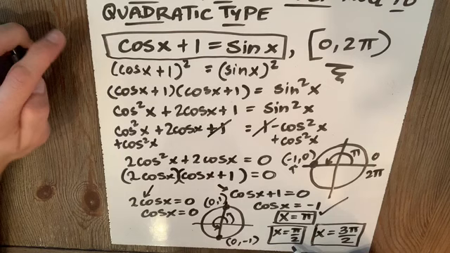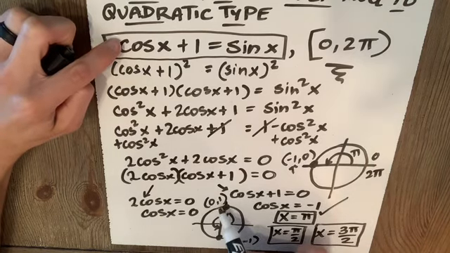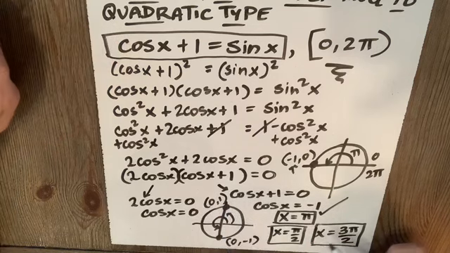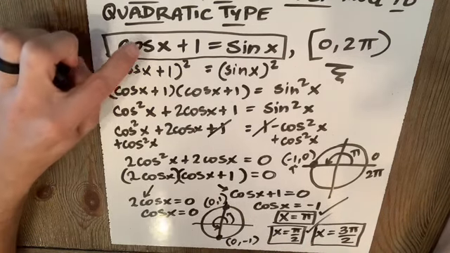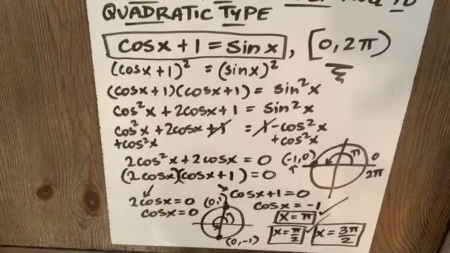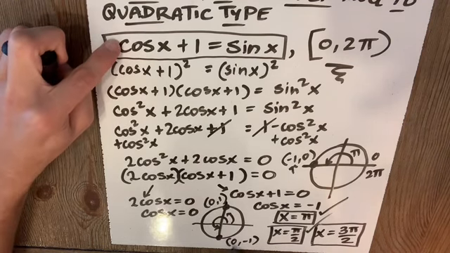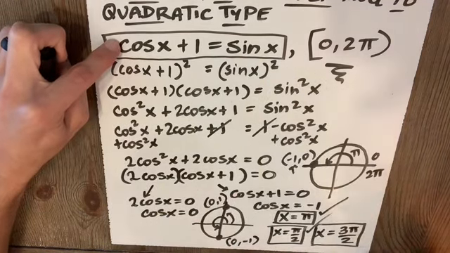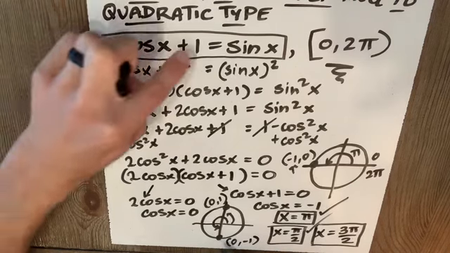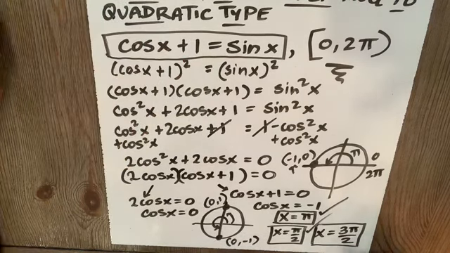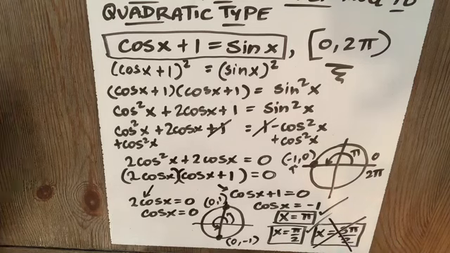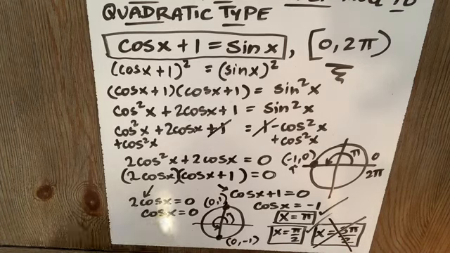How about pi over 2? Cosine pi over 2, we know that's 0, plus 1 equals sine of pi over 2, which is 1. So that makes a true statement as well. I'm saying 0 plus 1 equals 1. How about 3 pi over 2? Well, of course, the x at 3 pi over 2 is 0. So I say 0 plus 1 equals sine of 3 pi over 2, which is negative 1. So essentially I get 1 equals negative 1. Wah, wah, wah. Sorry, that's not a solution.